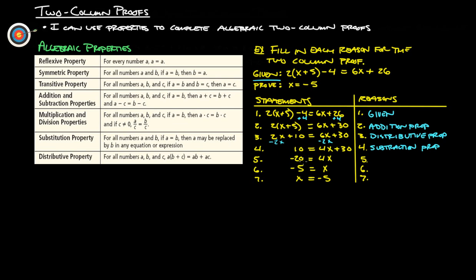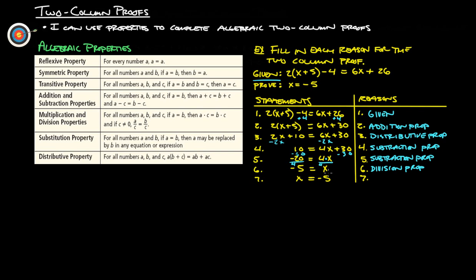Let's see. The 10 turned into a negative 20. That's because we subtracted 30 from over here and subtracted 30 from over there. So we, again, subtracted. Subtraction property. Okay, and then from this step to that step we got rid of the 4. Right now the 4 is attached to the x with a multiplication, so to undo that multiplication we have to divide both sides by 4. So we divided both sides, so that's the division property. And then last step, we have to prove that x equals negative 5.